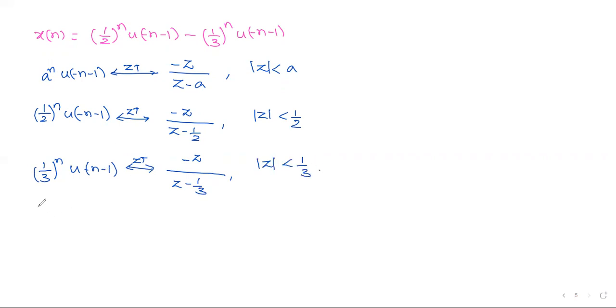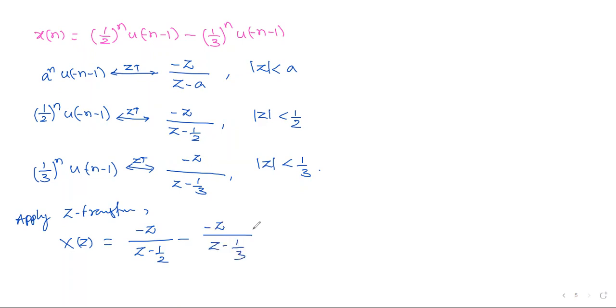Now you substitute here, or we can say apply the Z transform. What is the Z transform of x[n]? That will become X(z) equals -z/(z - 1/2) - z/(z - 1/3). So I can write this as -z/(z - 1/2) plus, minus into minus will become plus, z/(z - 1/3).